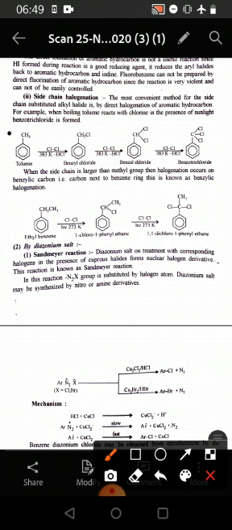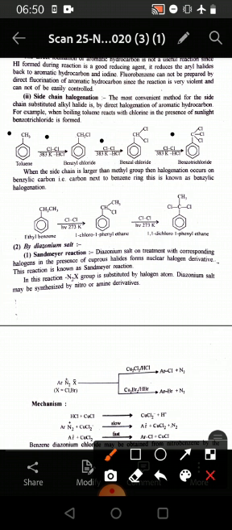Next we come to side chain halogenation. The most convenient method for preparing side chain substituted alkyl halides is by direct halogenation of aromatic hydrocarbons. For example, when boiling toluene reacts with chlorine in the presence of sunlight, benzotrichloride is formed. So, toluene reacts with one molecule of chlorine and benzyl chloride is formed. It further reacts with a second molecule of chlorine to give benzylidene chloride, which further reacts with a third molecule of chlorine to give benzotrichloride.